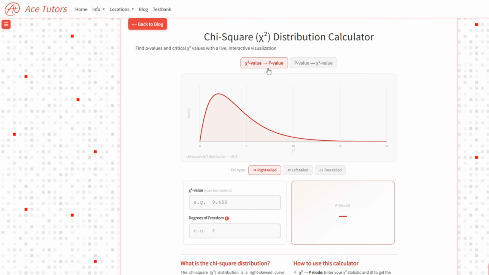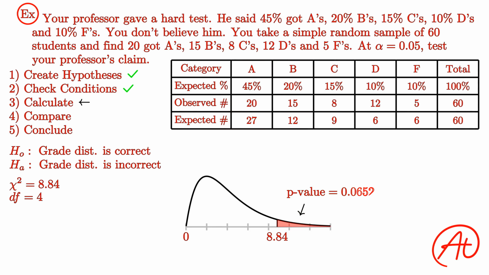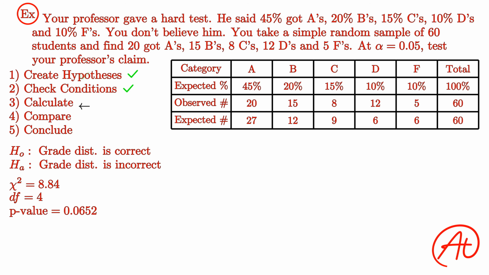Since we have a chi-square statistic and we're looking for a p-value, I'll select the chi-square to p-value button. Then just like we talked about, I'll select the right-tailed type. Next, I'll enter our chi-square value of 8.84 and our degrees of freedom of 4 to find that the p-value is about 0.0652.